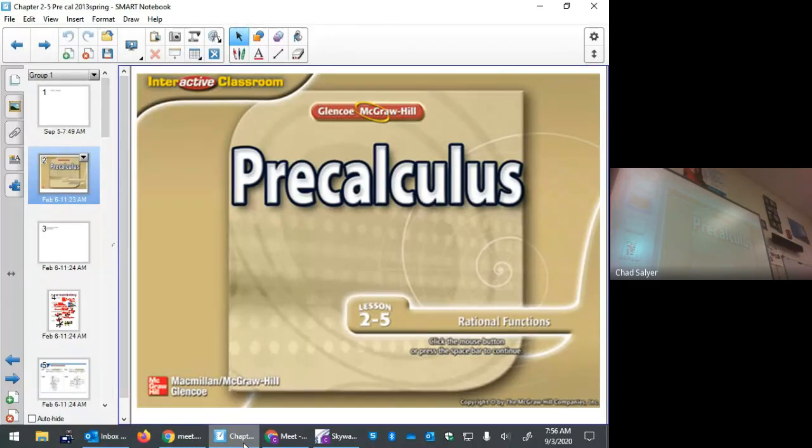All right, Chapter 2, Part 5, Rational Functions. The root word of rational is ratio, to compare by division. We're comparing polynomials by division here.